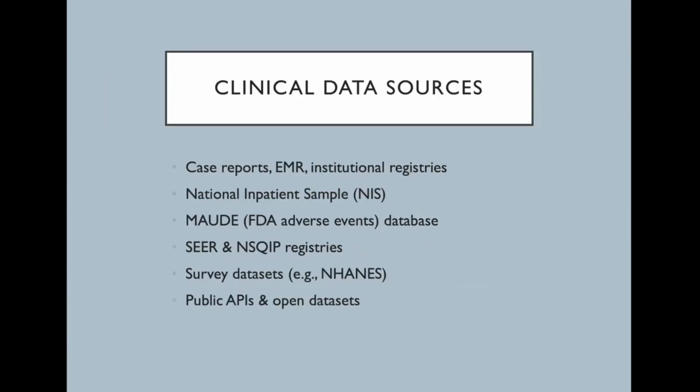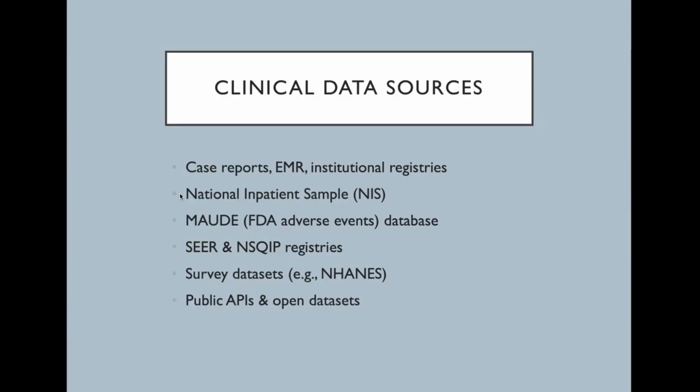Okay. Other forms of clinical data: case reports, the electronic medical record, and institutional registries are places where you can get patient data. It's not always accessible if you're not in a hospital or don't have access to records at a hospital. You can get access to something like this by working with different physicians, whether it's during your rotations or shadowing or working with anyone in healthcare.